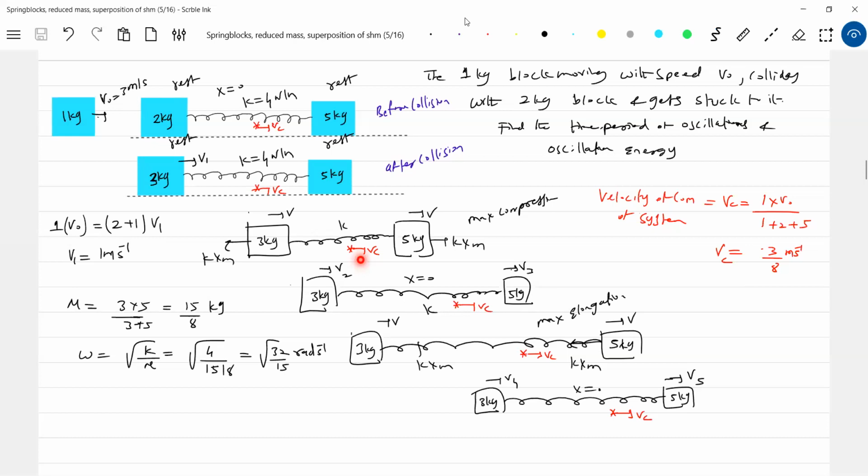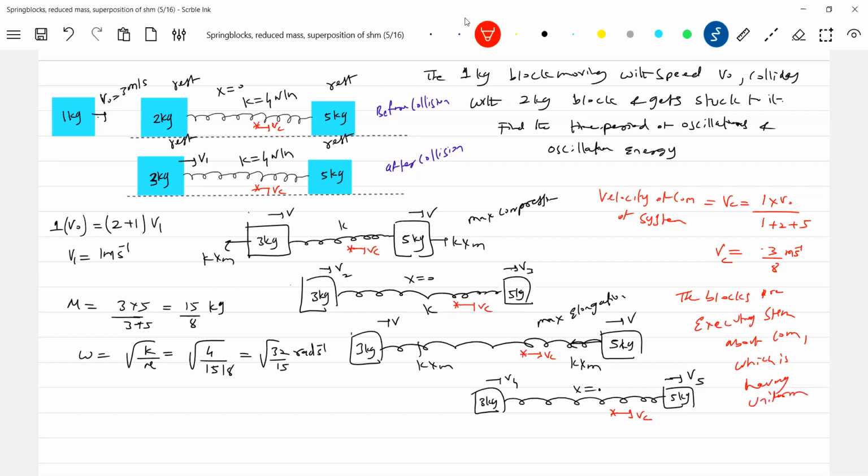Now the blocks are executing SHM about what point? About center of mass. What is the basic idea of this problem? The blocks are executing SHM about center of mass where center of mass is in motion. In the previous problem, center of mass was at rest. So the idea of this problem is that the blocks are executing SHM about center of mass which is having uniform velocity motion. Okay, fine. So this is a major part of the problem.